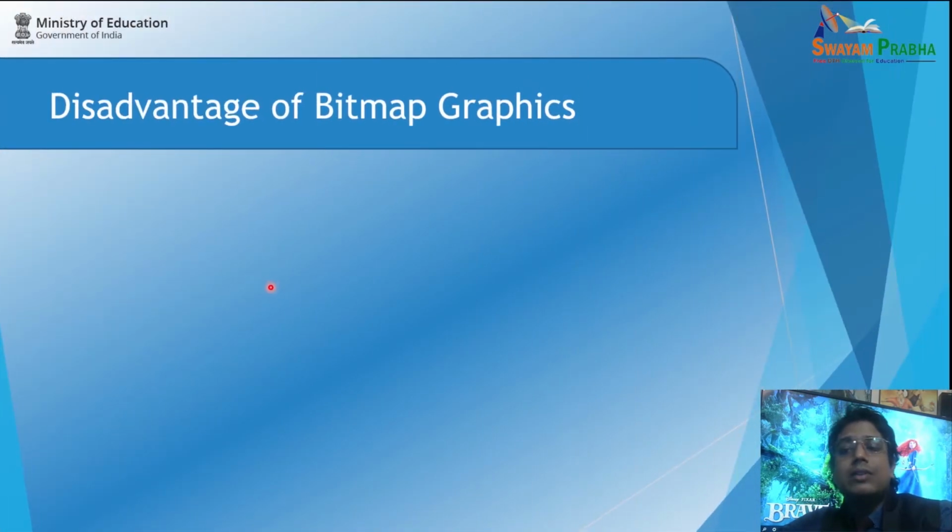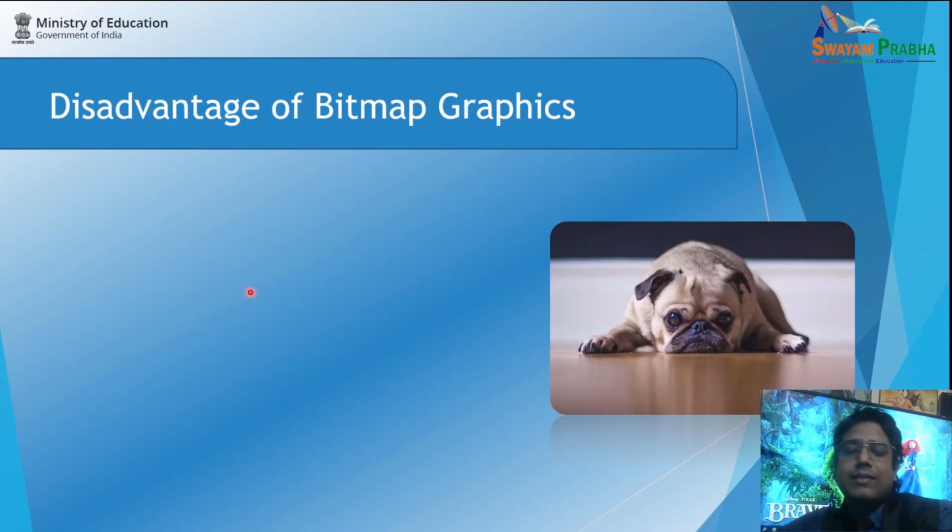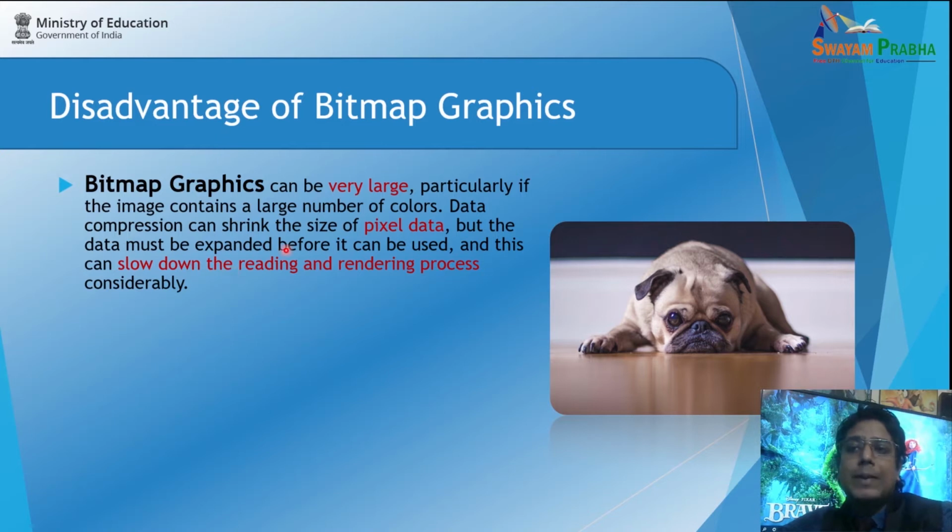If you are talking about the disadvantages of bitmap graphics, definitely all graphics have some pros and some cons, right? So what are the cons? Commonly, bitmap graphics can be very large because it totally depends upon the resolution. If you have higher resolution, the quality of the picture will be very, very good, but definitely the size of the file will also increase.